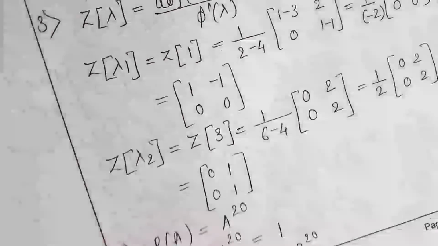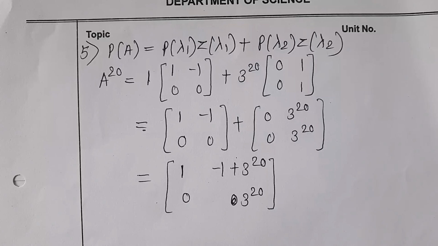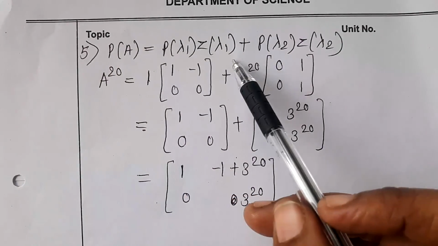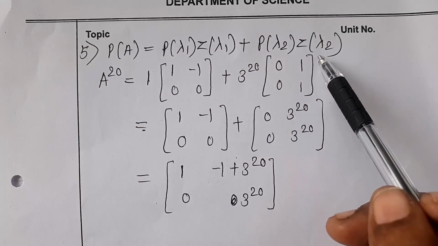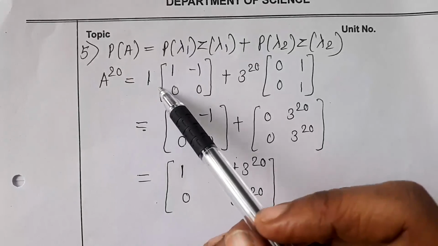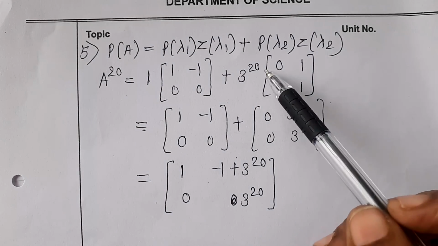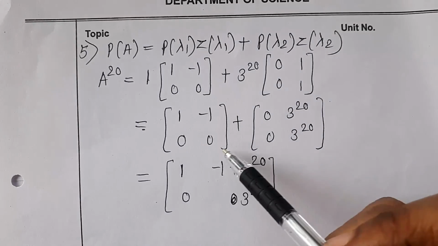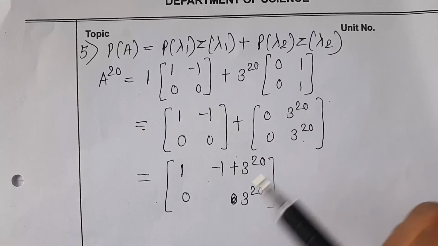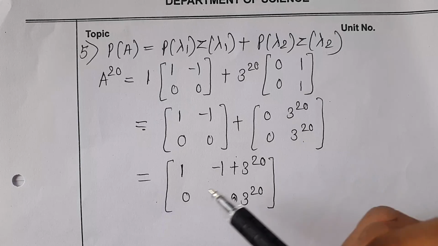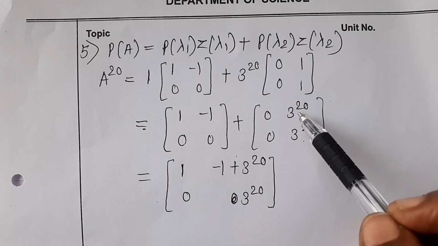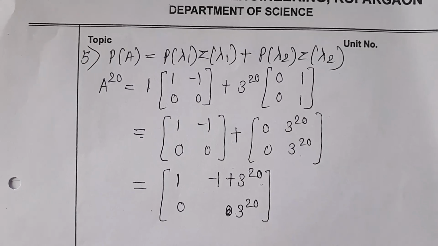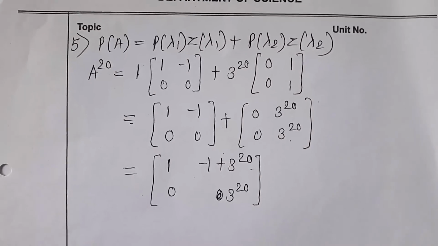Then write down the statement of Sylvester theorem and find the answer. P of A is equal to P of lambda 1 Z of lambda 1 plus P of lambda 2 Z of lambda 2. Now A to the power 20 becomes 1 into the matrix 1, minus 1, 0, 0 plus 3 to the power 20 into the matrix 0, 1, 0, 1. So it is 1, minus 1, 0, 0 plus 0, 3 to the power 20, 0, 3 to the power 20. So adding it you will get 1, then minus 1 plus 3 to the power 20, then 0, then 3 to the power 20. So in this way we can find out the power also.